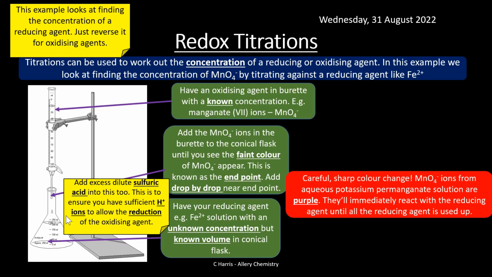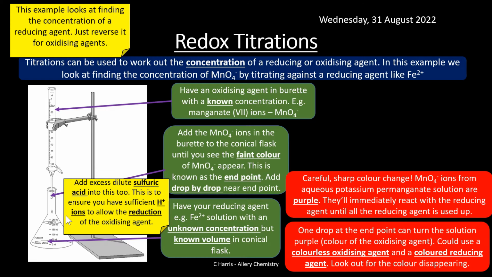They'll immediately react with the reducing agent until all the reducing agent is used up. So you have to be really slowly adding it drop by drop, otherwise you'll add too much. One drop at the end point can turn that solution purple, and that's what you don't want. If this flask is the same colour as what's in the burette, you've probably gone too far. It should be a nice pale colour.